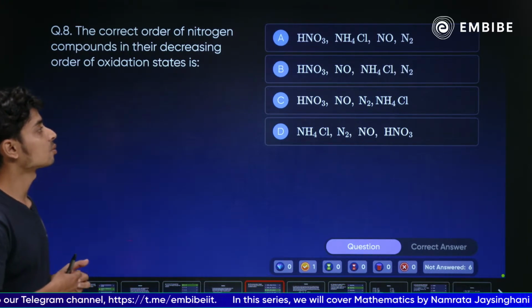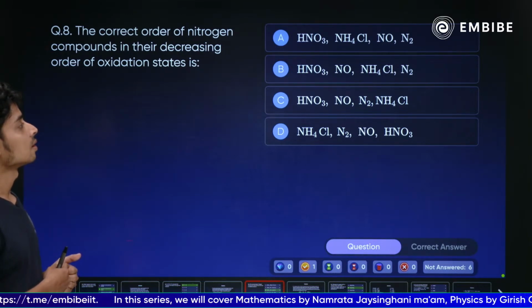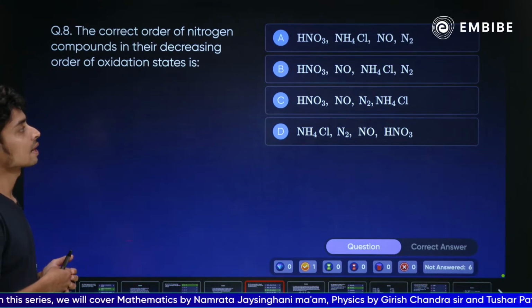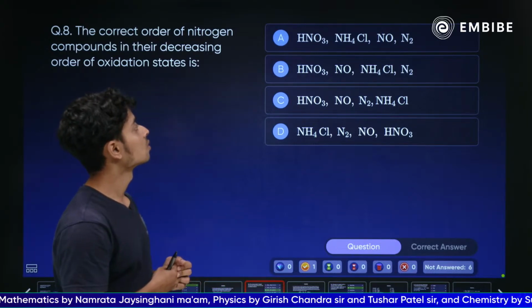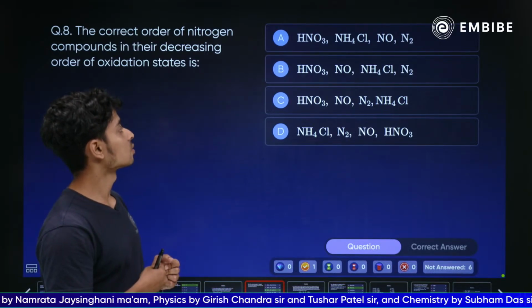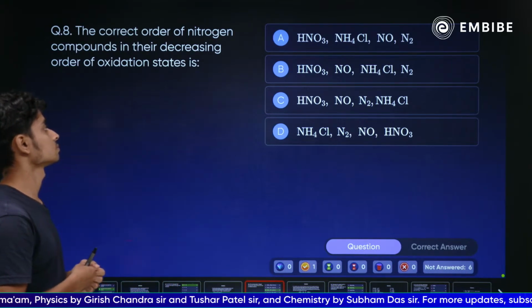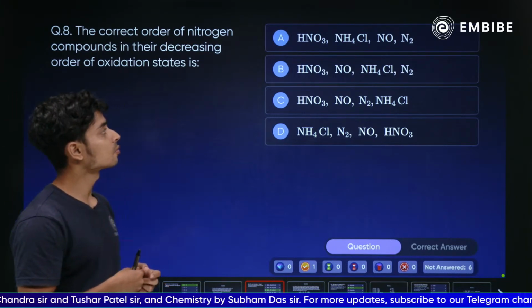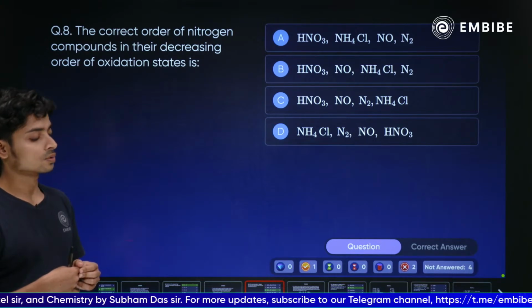So one is ammonium NH4 plus, one is nitric acid, NO, N2. In all four compounds, nitrogen is directly bonded. So figure it out. What is your answer? Sum of the oxidation states, oxidation number. So figure it out.